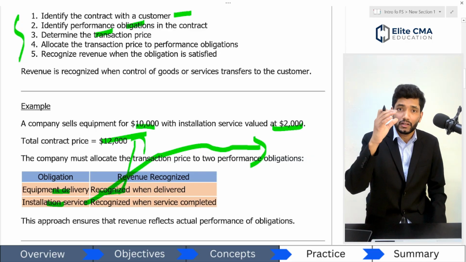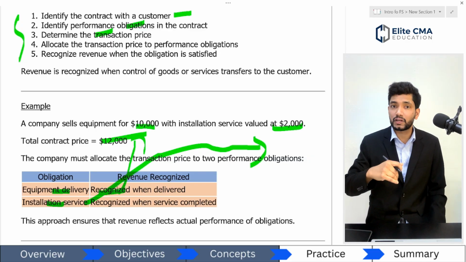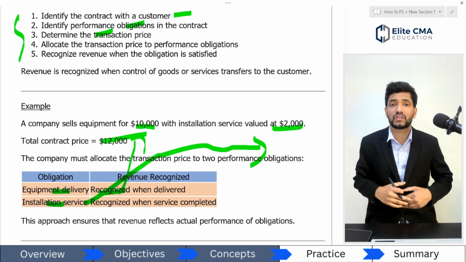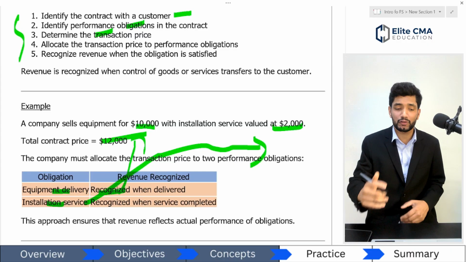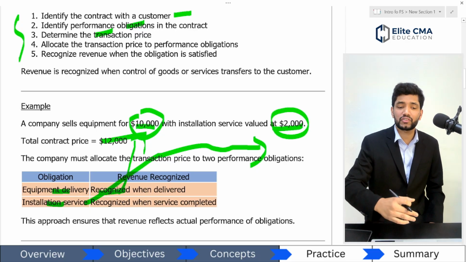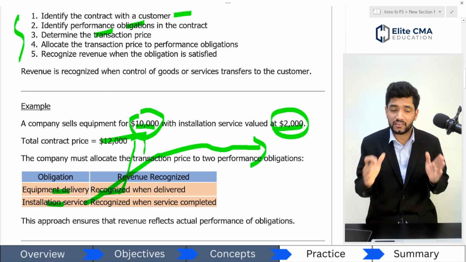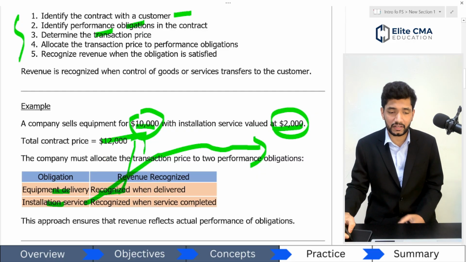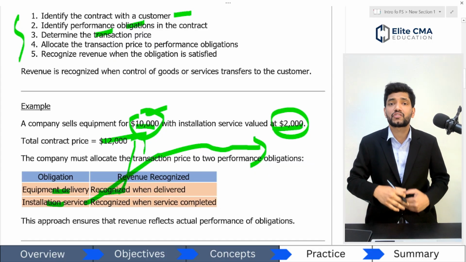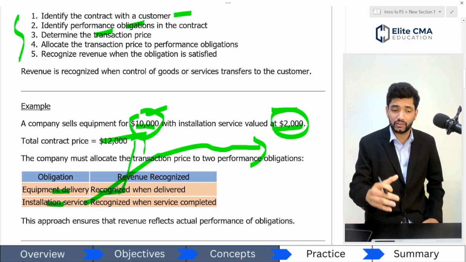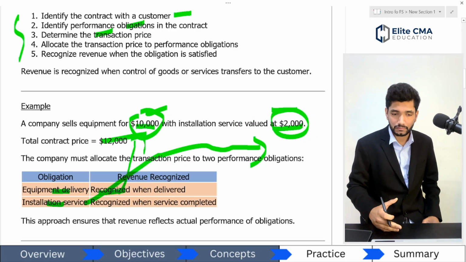That means there should be a performance obligation, or different performance obligations, in a contract. Once a performance obligation is complete, you link that performance obligation with the agreed price or contract value, and you can recognize that as revenue. So if you sell the equipment, you can recognize $10,000, and once you install that equipment, you can recognize $2,000. This is how it should work.